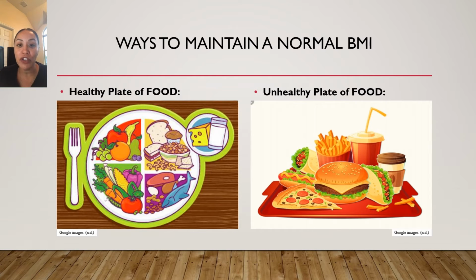I want you to draw two circles. One circle, I want you to label it as healthy plate, and the other circle, label it as unhealthy plate. And in the unhealthy plate, I want you to put all the foods that you think are unhealthy. In the healthy plate, I want you to put all the foods that you think are healthy foods. And I have an example up here at the presentation in case you guys need that to determine what is considered healthy and what's considered unhealthy.